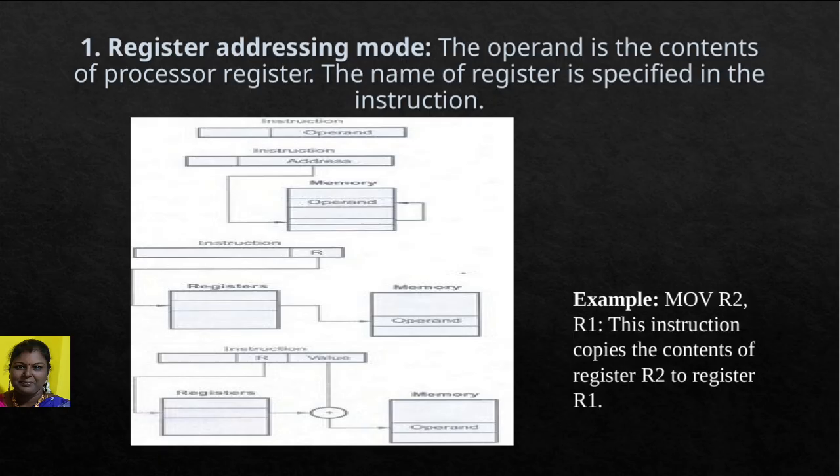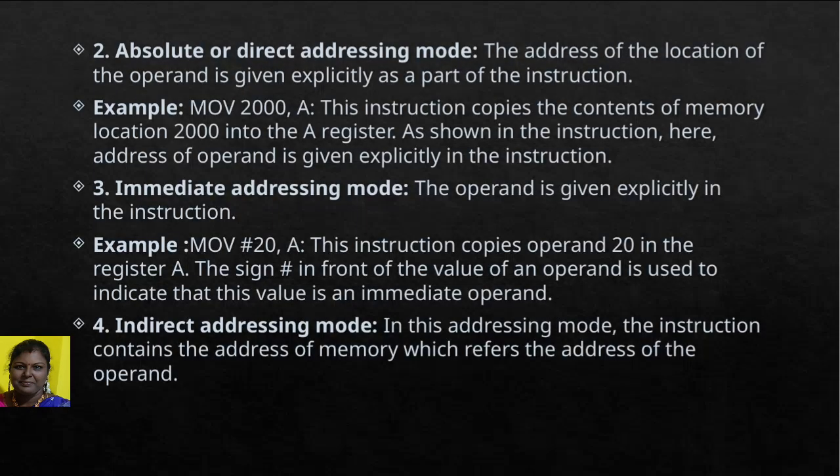Let's look at 3 ways instructions can specify where to find their data. First, absolute or direct addressing. Here, the instruction directly includes the exact memory location. For example, moving data from address 2000 into a register. Next, immediate addressing. The instruction itself holds the actual value to use, marked by a special symbol like a hash. Finally, indirect addressing. The instruction points to a memory location that, in turn, points to the real data. Each method offers a different way to access information.